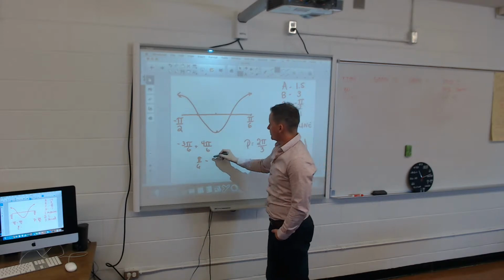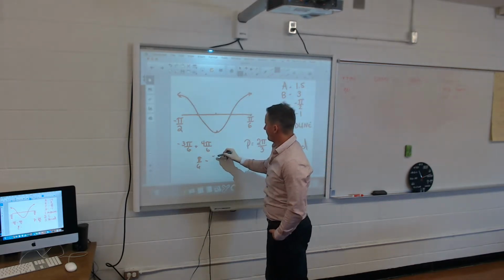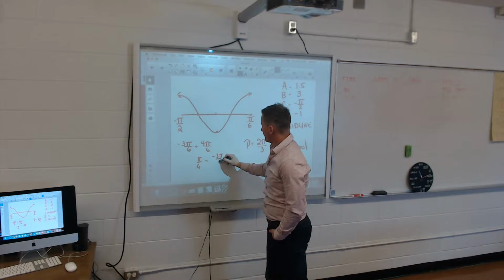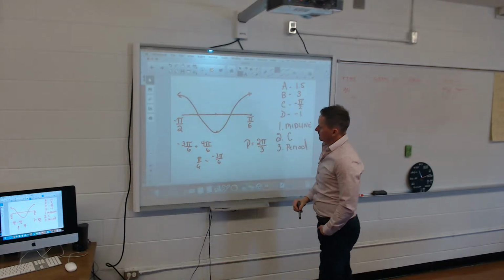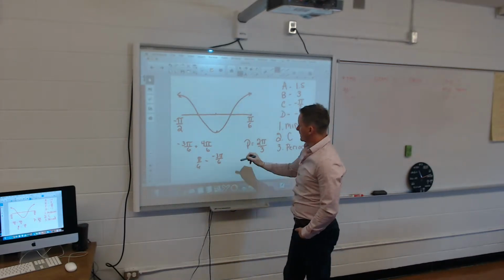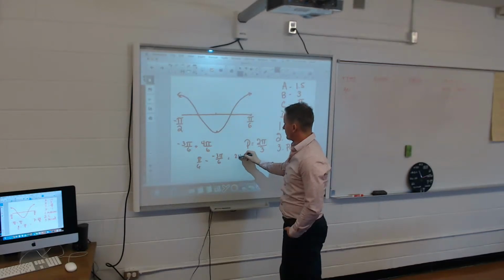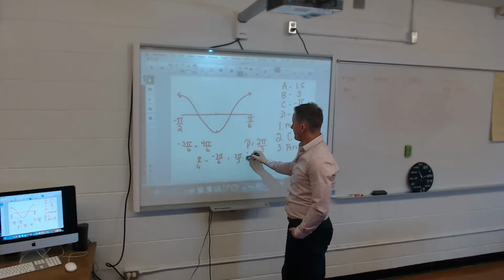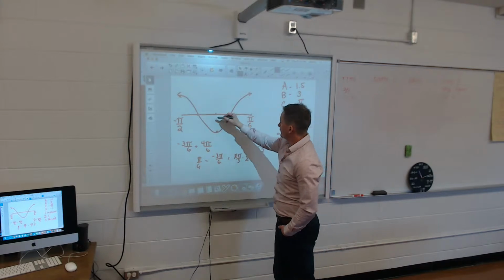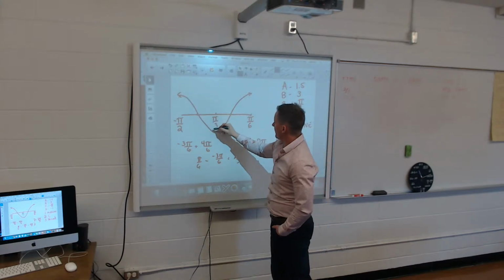Minus that, which is negative 3 pi over 6. That's going to give me 4 pi over 6, which is 2 pi over 3, which is what I got here, and times that by a half. So this value right here is going to be pi over 3.